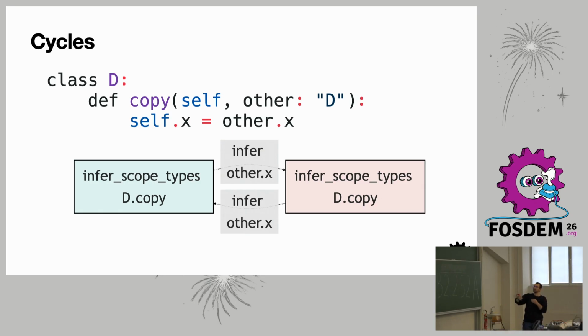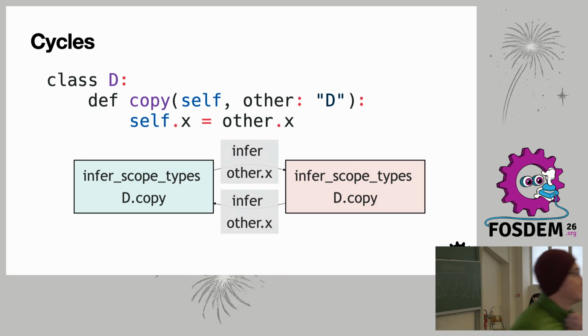exactly like I'm trying to find out what is the type of self.x. To do that, I need to know what is the type of other.x. The type of other is D. So I need to go to the class D and find the attribute X, so I know what is the type of self.x. And that was exactly what I was doing. And those infer expression calls keep calling each other repeatedly until you crash, or you never actually quit. So this kind of loop happens.